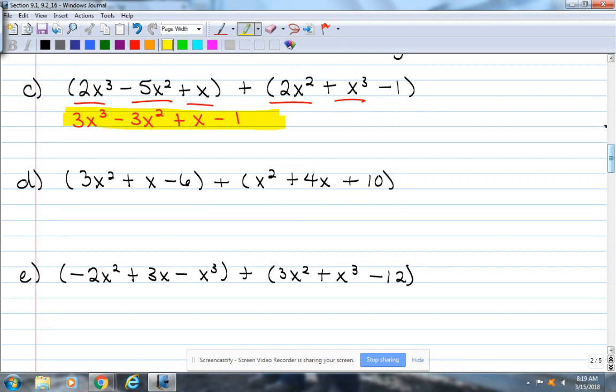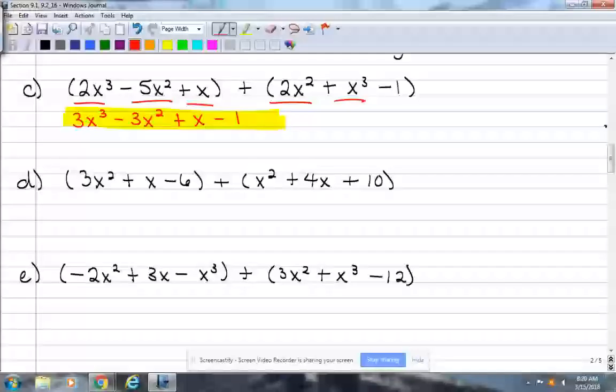All right, look at problem D. We're still adding the two polynomials. And when you add the two polynomials, you combine like terms. And we do it in decreasing order.